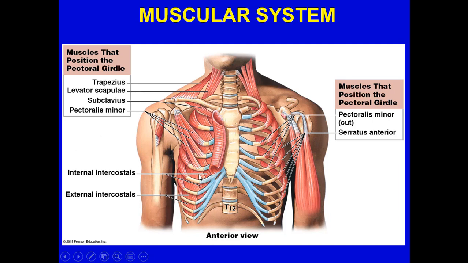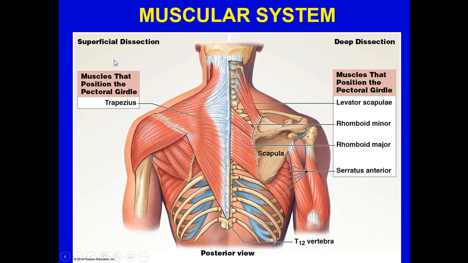Yes, you've got the intercostals, both external and internal, but the muscles that position the pectoral girdle are really a group of them, including the pectoralis minor and the serratus anterior. Okay? If you do the posterior view, these are the muscles that position the pectoral girdle.